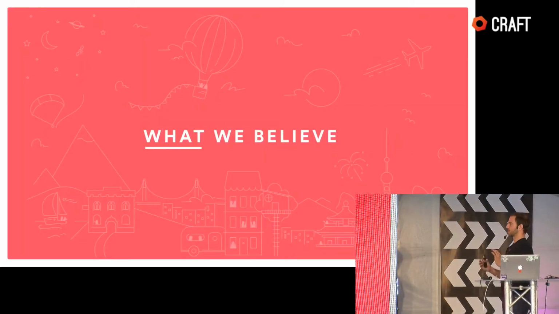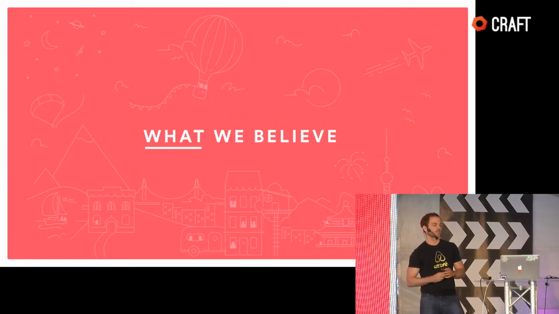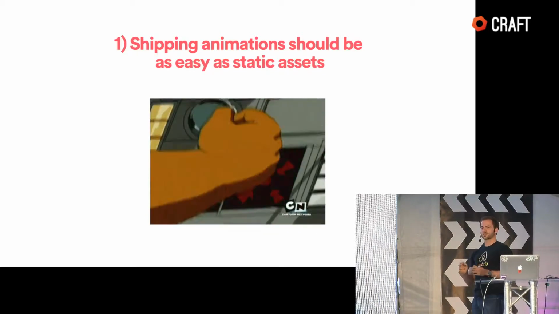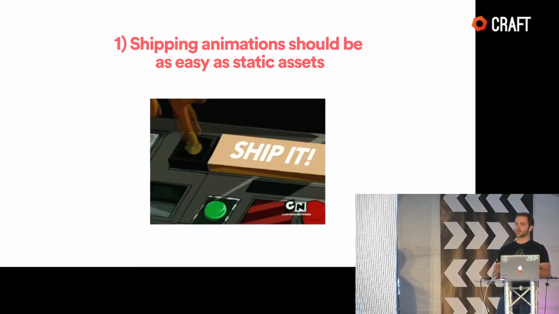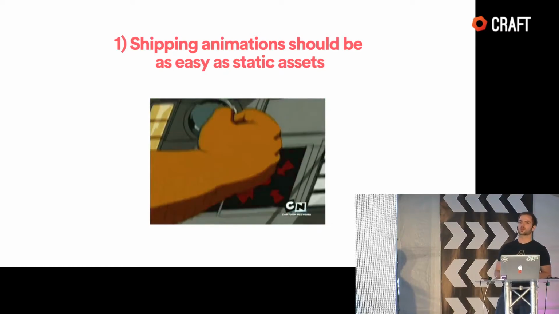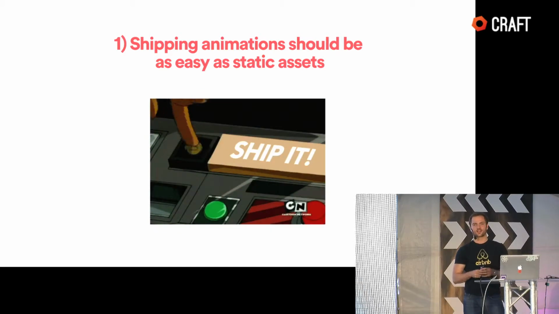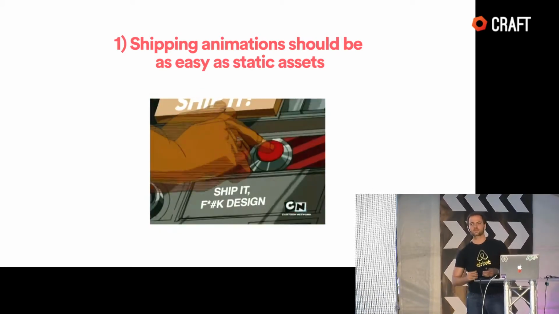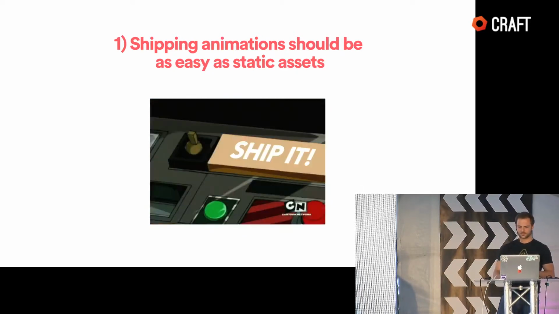I want to talk about what we believe when it comes to animations and design. We believe, first of all, that shipping animations should be just as easy as shipping static assets. I'm sure in the past, if you've built apps or any sort of product, you've worked with a designer, and at some point they've given you an icon or an asset. You just drop in the file, and you render it. It's no problem. You don't even have to think about it. You let them focus on the asset, and then you just drop it in the app.